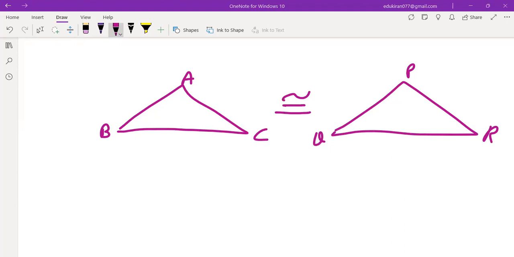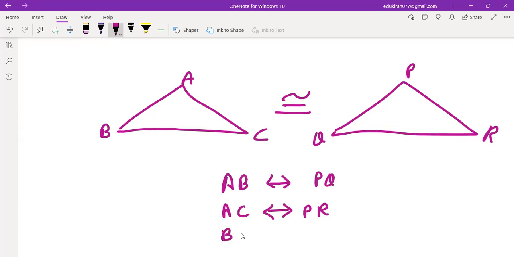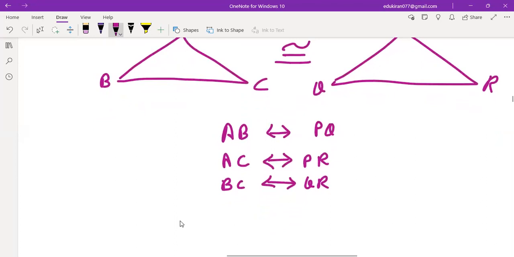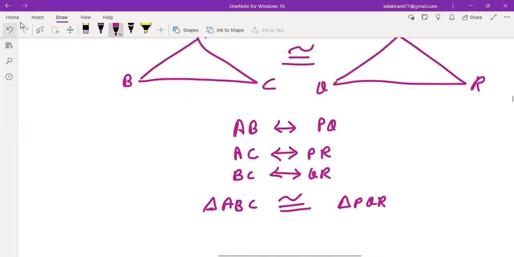How do I need to prove it? Now you have to mention that AB would be equal to PQ, AC equal to PR, and BC equal to QR. We would have to write all the congruent angles too, three needed. And then last you will write triangle ABC is congruent to triangle PQR. Fine? Yes, ma'am. Fine.